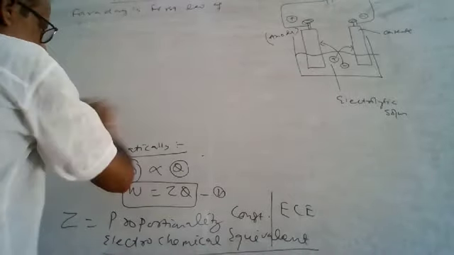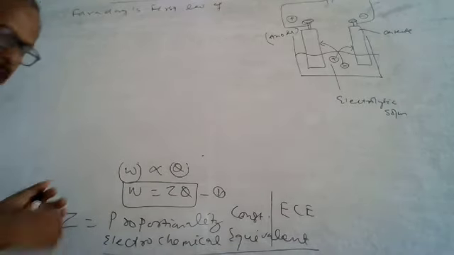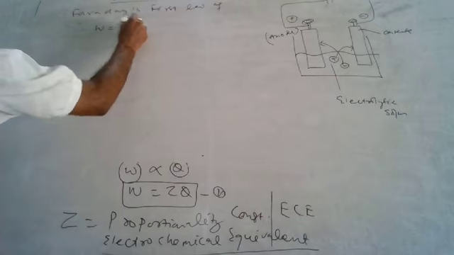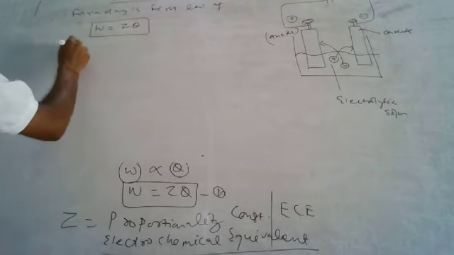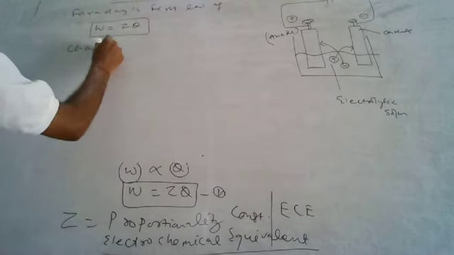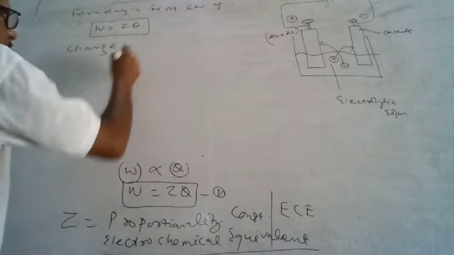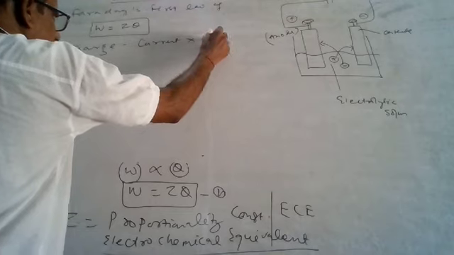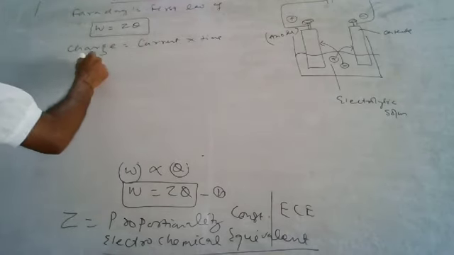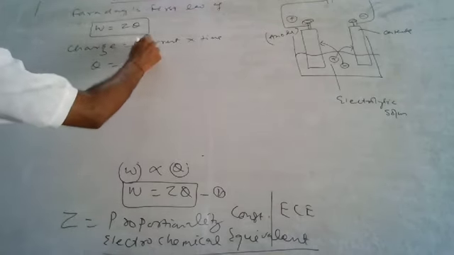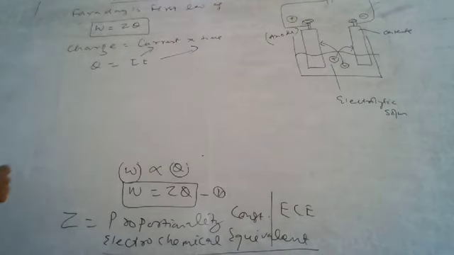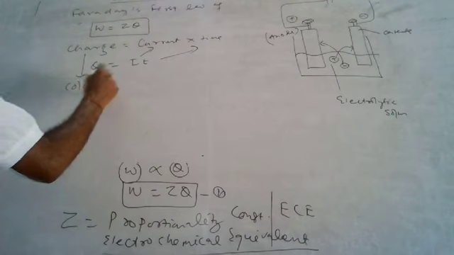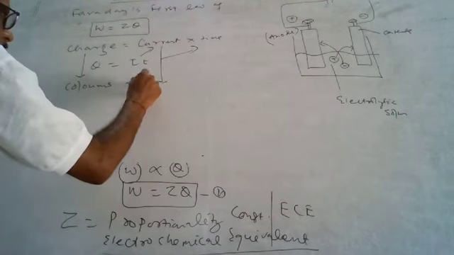Now we see mathematically what relation we get. We understand W is equal to ZQ, but we know the charge flowing through is the electric current into time. So Q is equal to I into T, where I is the current and T is the time. The unit of charge is coulomb, that is equal to 1 ampere second.